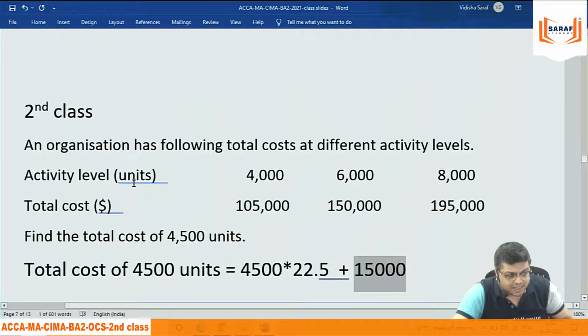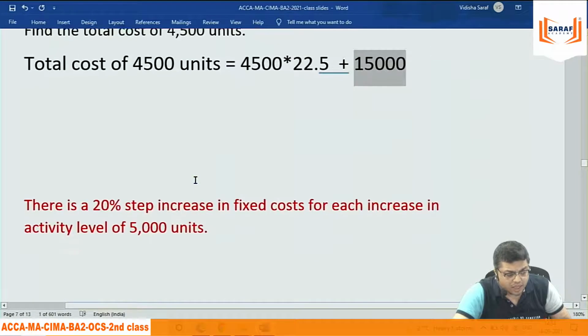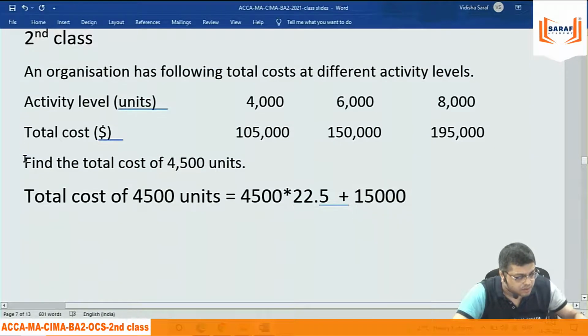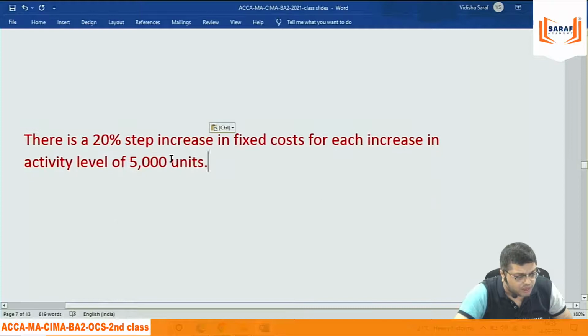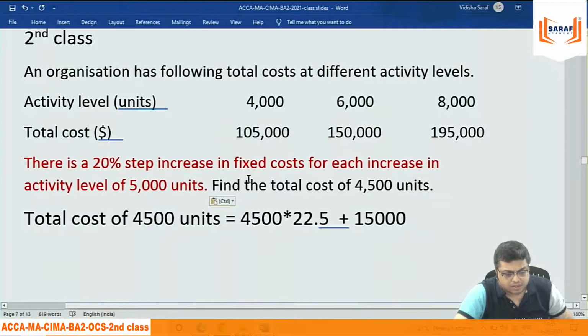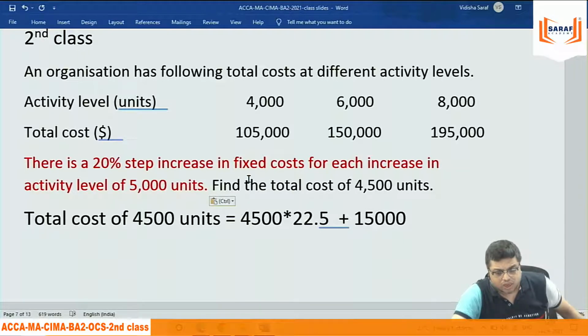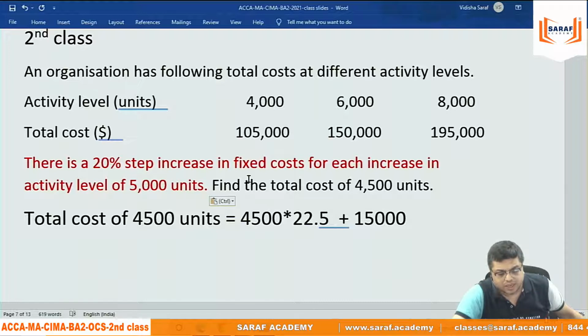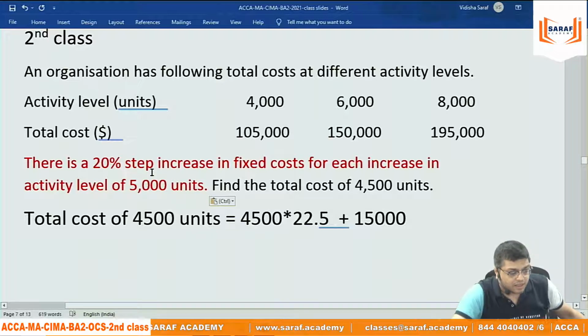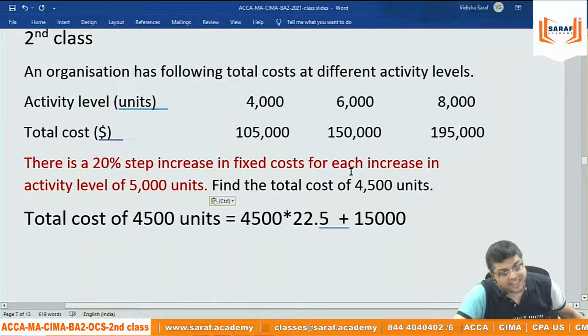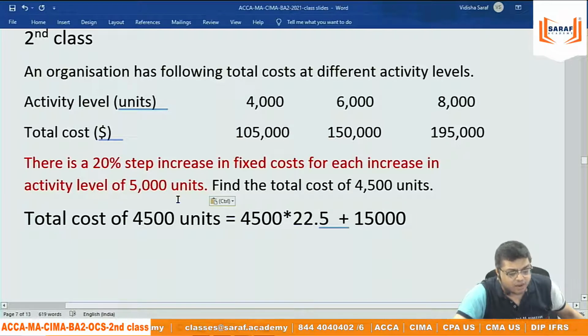This is the answer when this line is not there. But if this line is there, they are saying that if you are producing 1 to 5,000 units, whatever may be the fixed cost, from 5,001 to 10,000 units, the fixed cost will be 20% more. From 10,001 to 15,000 units, again 20% more. From 15,001 to 20,000 units, again 20% more. From 20,001 to 25,000 units, again 20% more. That is what they are saying: there is a 20% increase in fixed cost for each increase in activity level of 5,000.